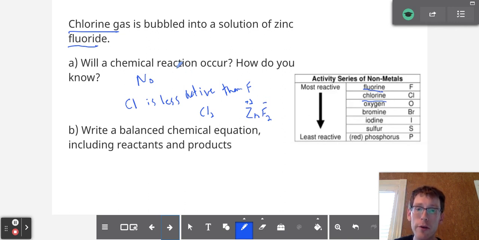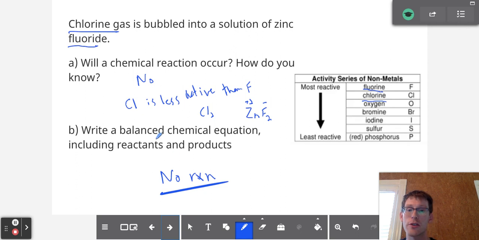So we would say that no chemical reaction occurs, and so there is no chemical equation. So all we would just say is that no reaction occurs.